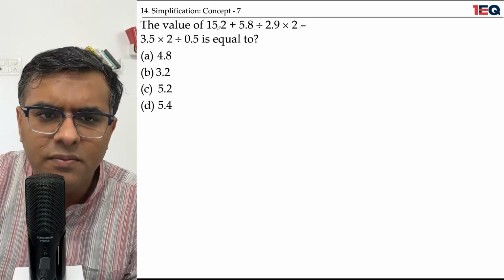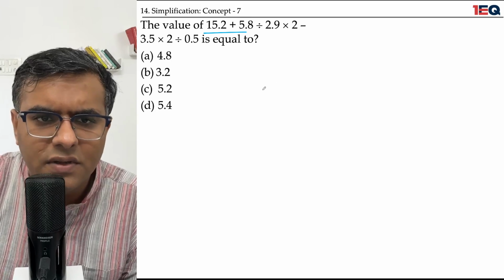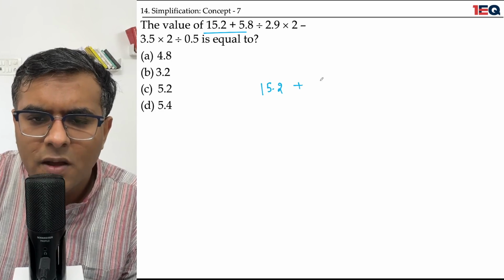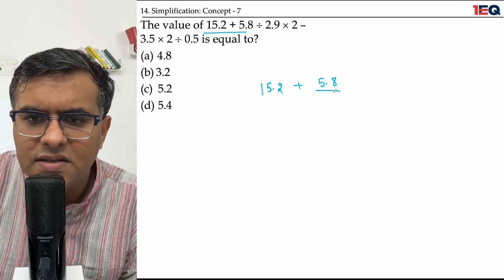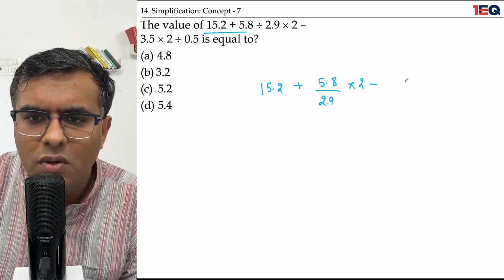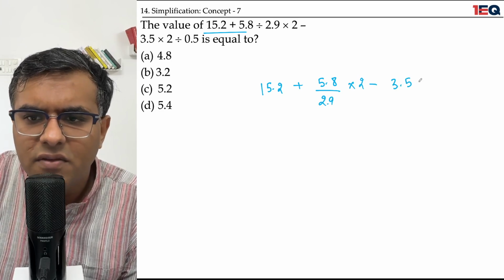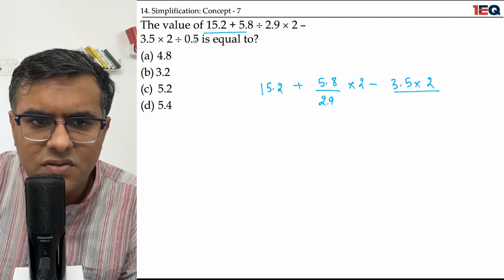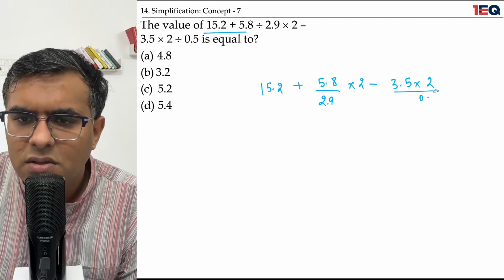Coming to the next question. Again, take care of the decimals and everything else shall take care of itself. There is 5.8. There is a division sign which comes at first. There is 2.9 multiplied by 2 minus 3.5. Then another multiplication by 2 whole divided by, because this division is over here, this would come out as 0.5.